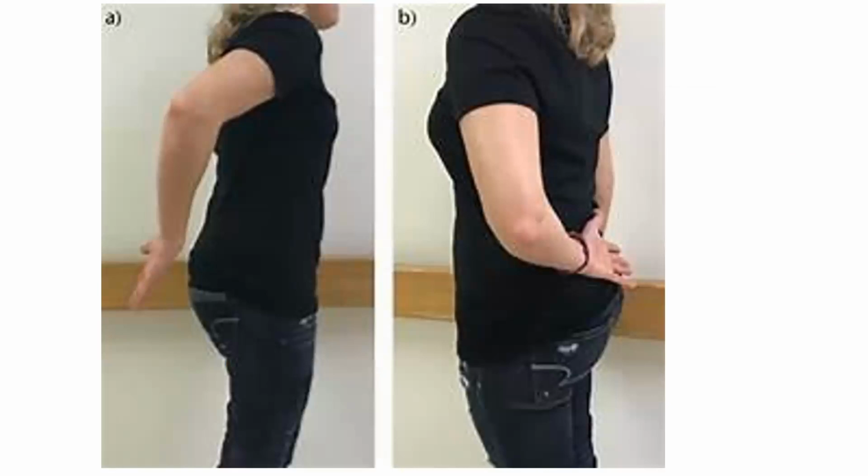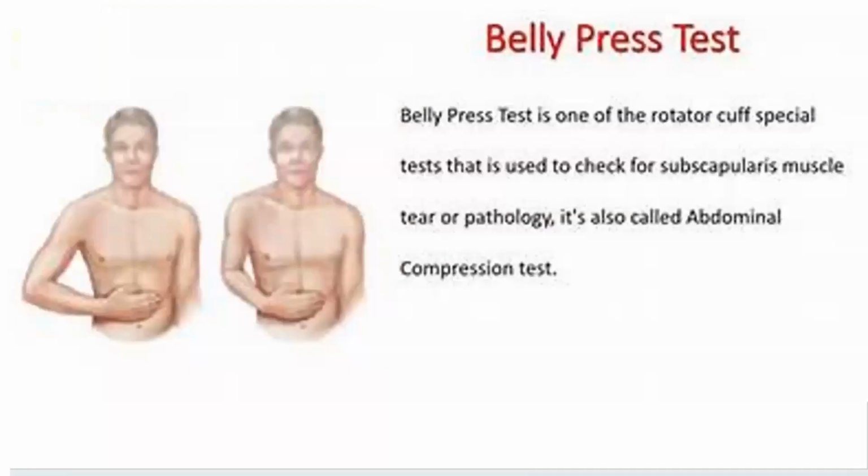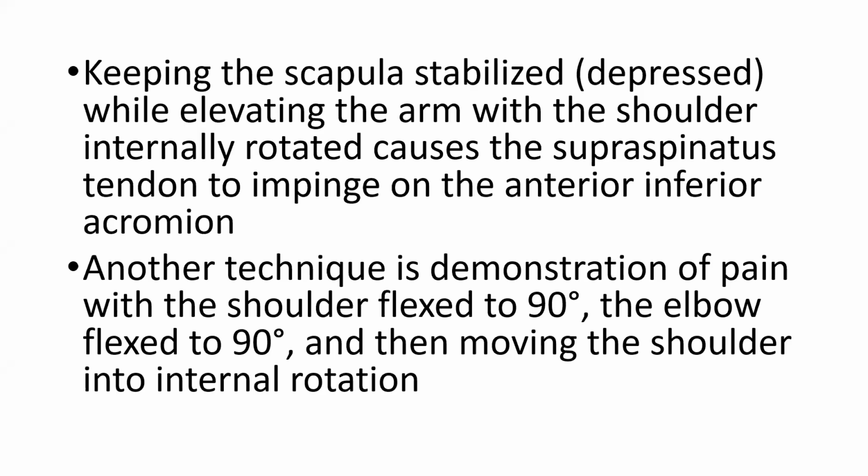This is the lift-off test. Don't forget it. This is the lift. We put resistance from behind. This is not shown in the picture, but we put resistance. This is the abdominal press test or the belly press test, again for the subscapularis. It tells us whether it's intact or not. Okay, so don't forget these points.